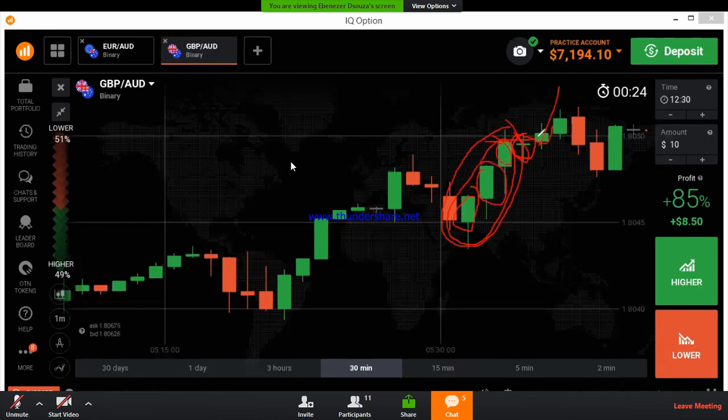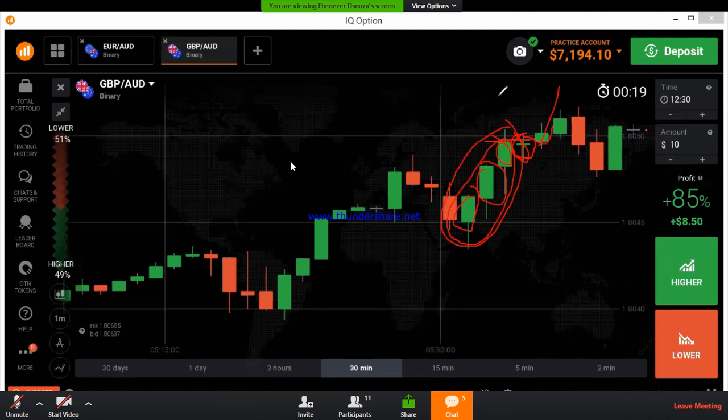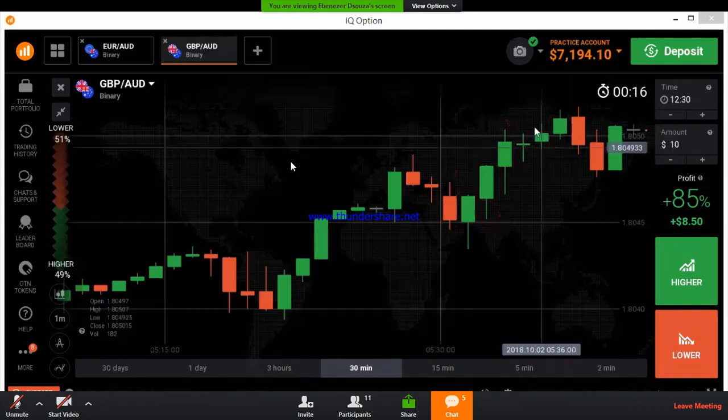If you find the spinning top, you need to analyze the market before taking a decision. After the spinning top, I will show you one more example.